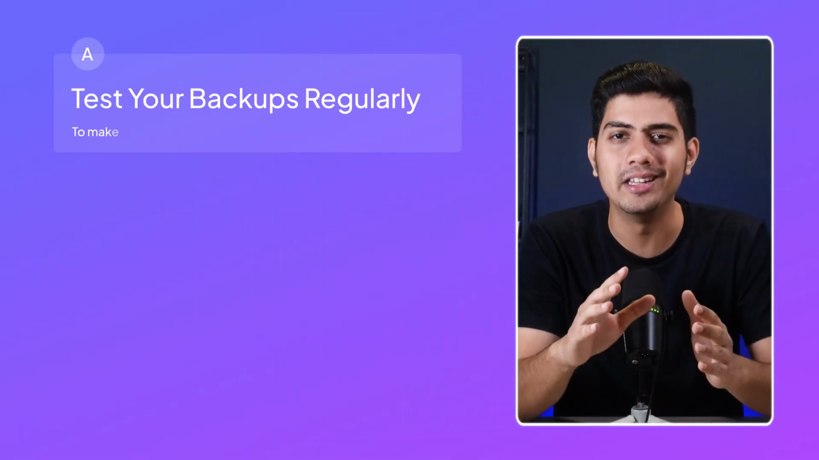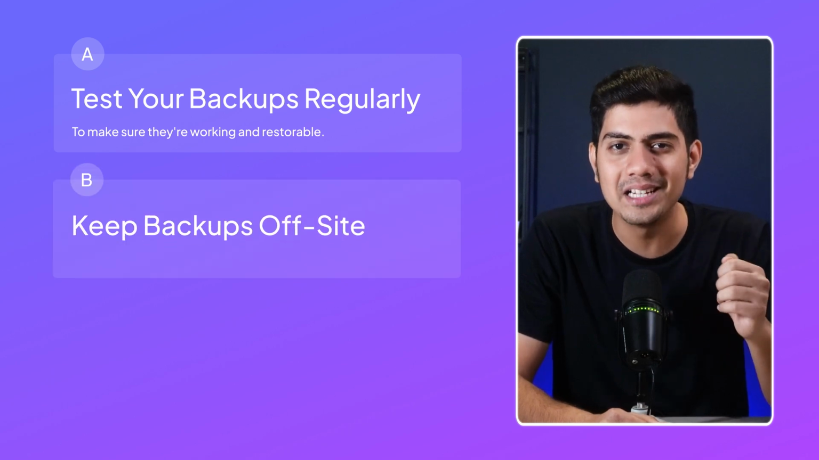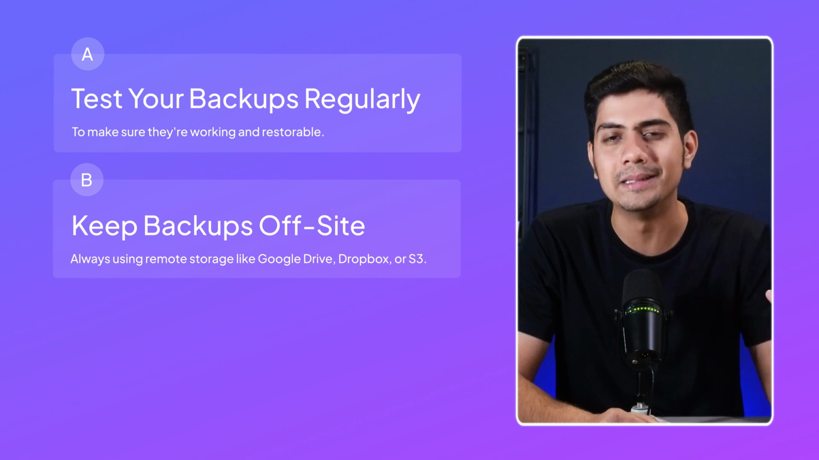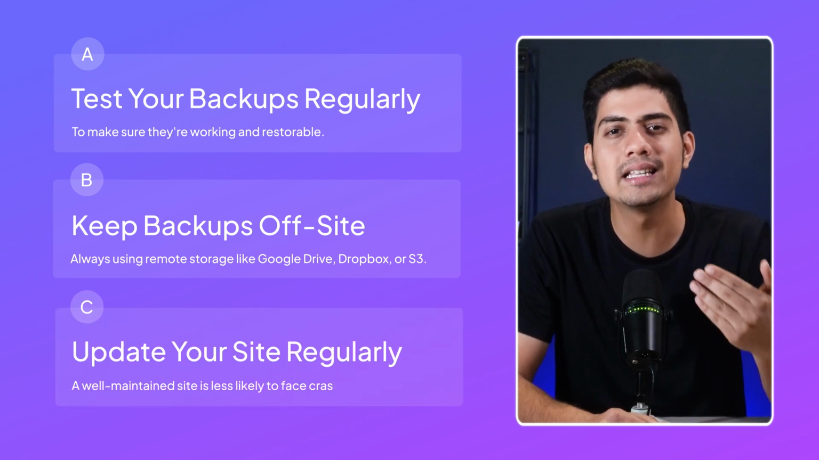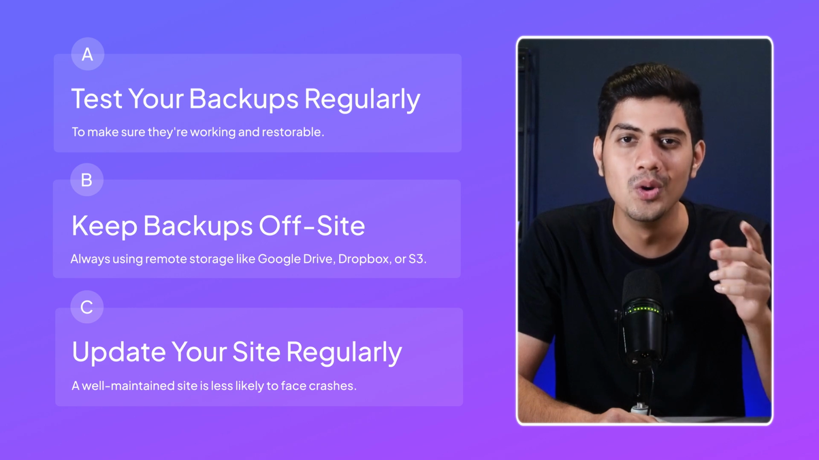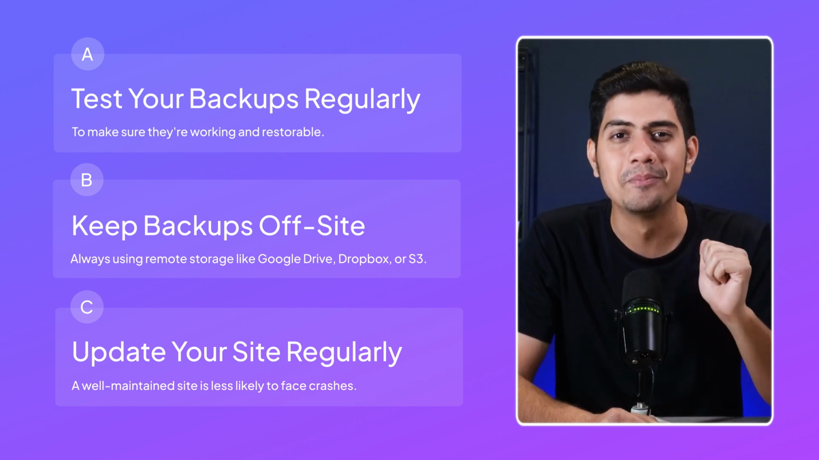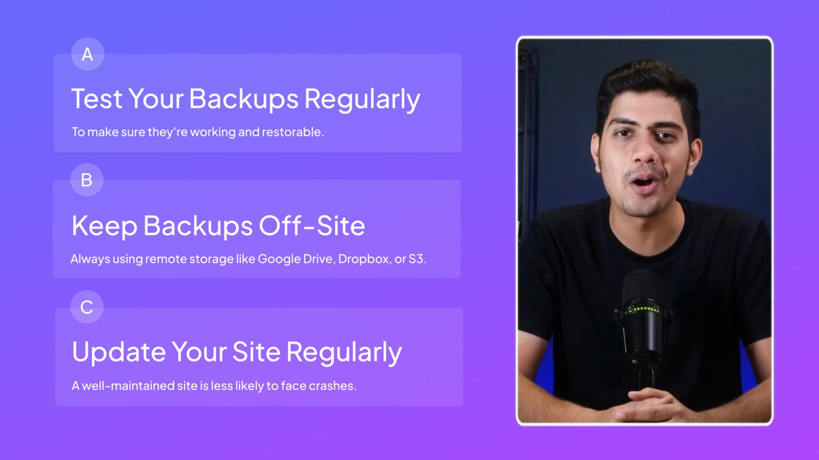Now, before we wrap this video up, here are a couple of tips to ensure your backups are always reliable. A. Test your backups regularly to make sure they're working and restorable. B. Keep backups off-site by always using remote storages like Google Drive, Dropbox or S3. And finally, update your site regularly because a well-maintained site is much less likely to face crashes. So, by setting up automatic backups and following these tips I just mentioned, believe me, you're taking a huge step towards securing your WordPress site and keeping it far away from hackers.